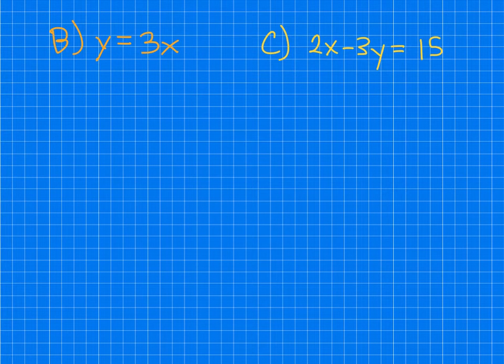Let's try two sort of different looking equations here. In example B, I have y = 3x. So this is in slope-intercept form because we notice here that the y is isolated on the left side. So we have y equals 3x.